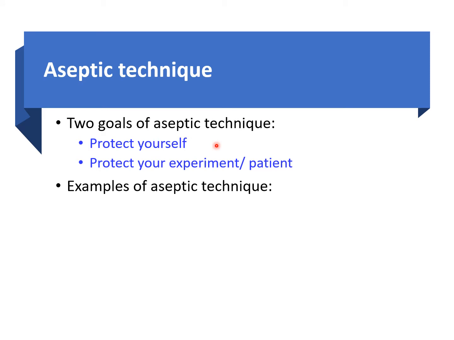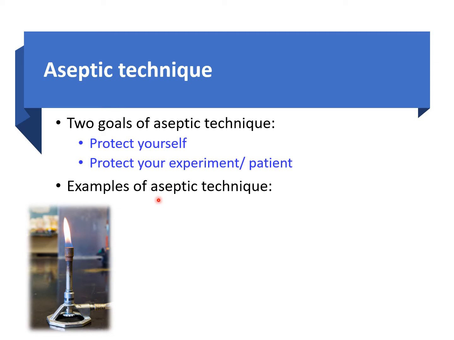Now, what are some examples of aseptic technique? One is, in a microbiology lab setting, we usually turn on what we call Bunsen burners. These Bunsen burners are basically going to create a sterilized zone for you. When you have that open flame, it's going to create a sterilized zone because it's going to prevent the microbes in the air from actually falling down on your media plates.